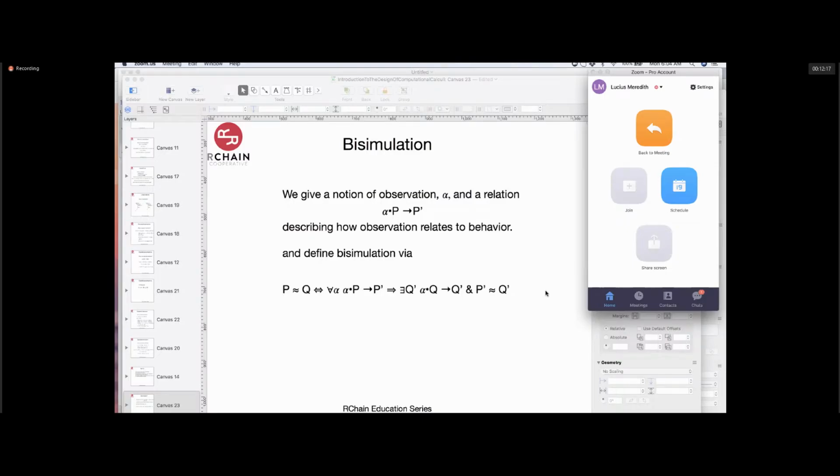So bisimulation kind of starts in a world that's sort of post-classical with respect to physics. So the understanding is that observation impacts the system, it sort of shakes the system, and forces the system to evolve in some way. And this makes a lot of sense if we think about the physical world.